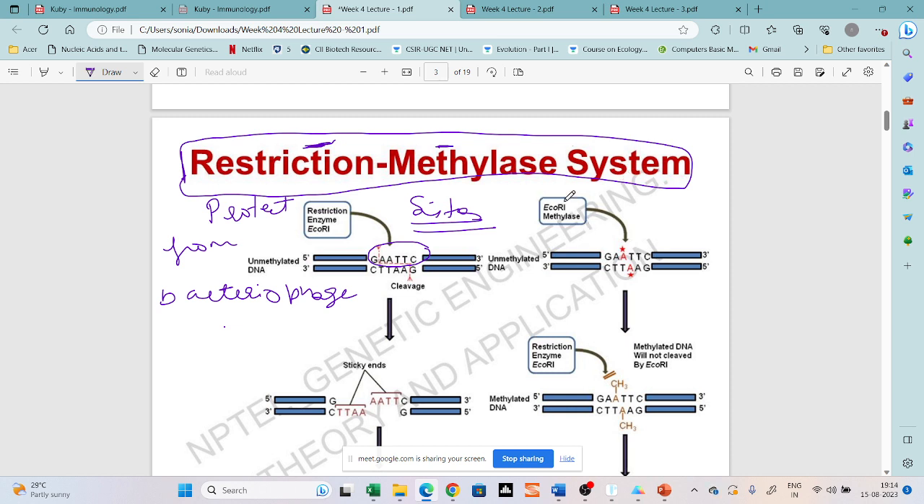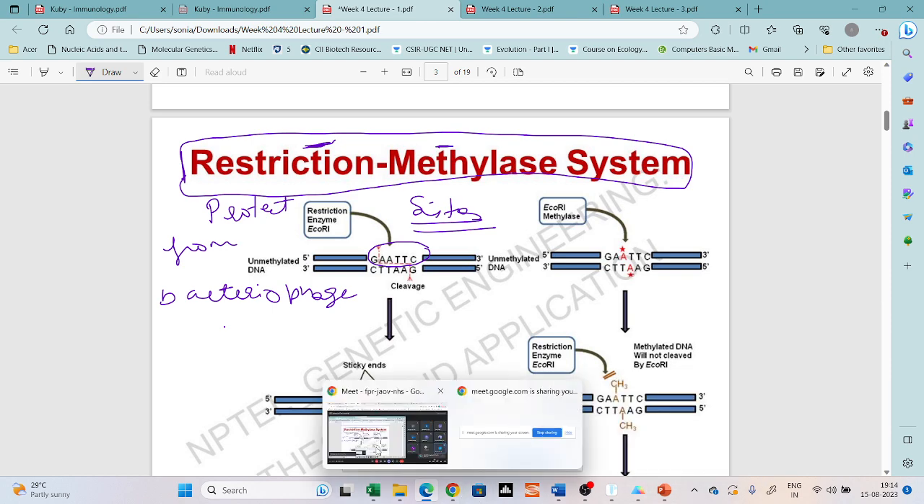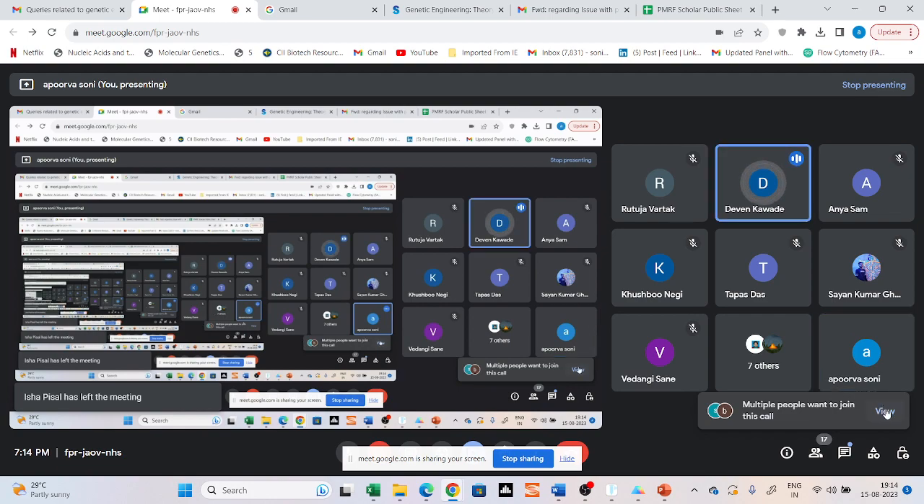This is the property of restriction enzymes, especially the type 2 restriction enzymes mostly, that they cannot cleave methylated DNA, and because the bacterial DNAs are methylated, that's why they protect themselves. Is it fine now?